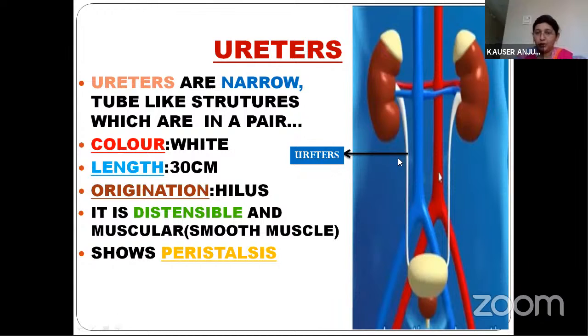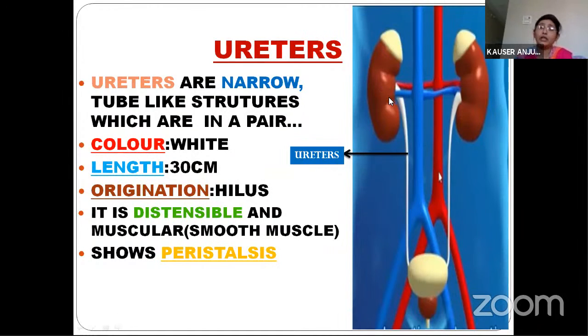Here I have labeled it as ureters. This tube is called as ureters. So ureters are how many in number? How many ureters can you see here? There are a pair of ureters, that is 2 in number. There are 2 ureters originating, one from each kidney, isn't it? So ureters are long, narrow, tube-like structures which are originating from kidneys.